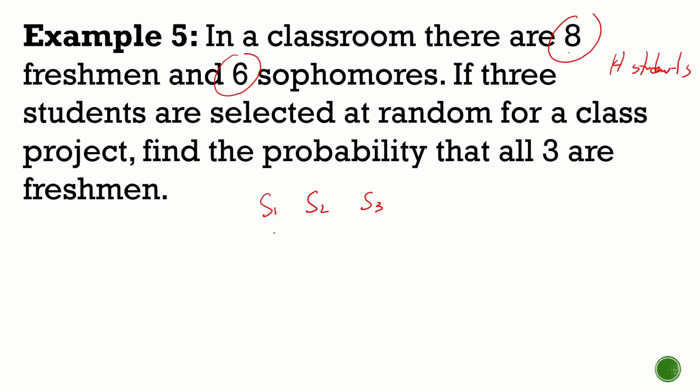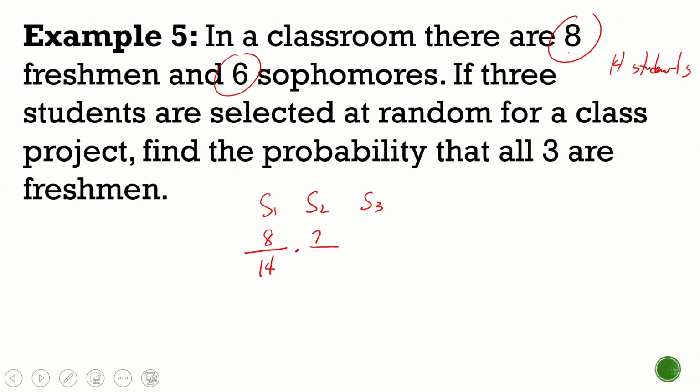On the first pick, we have 8 over 14. Why 8? Because there are 8 freshmen here. And then you subtract 1 from that 8, that gives you 7. Subtract 1 from 14, that gives you 13. Subtract 1 from 7, that gives you 6. Subtract 1 from 13, that gives you 12.